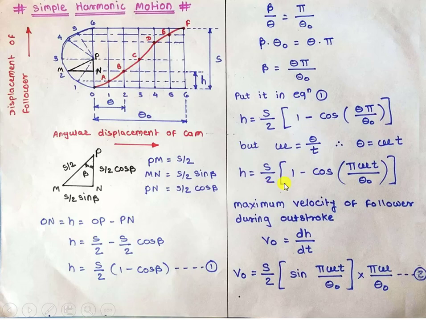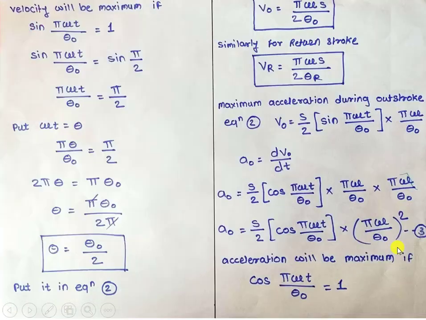Now the maximum velocity of the follower during outstroke can be calculated by differentiating this equation. So we will differentiate this equation with respect to time. So dh upon dt, the velocity during outstroke, is equal to S by 2 in bracket sine of pi omega t divided by theta O multiplied by pi into omega divided by theta O. Label it as equation number 2.